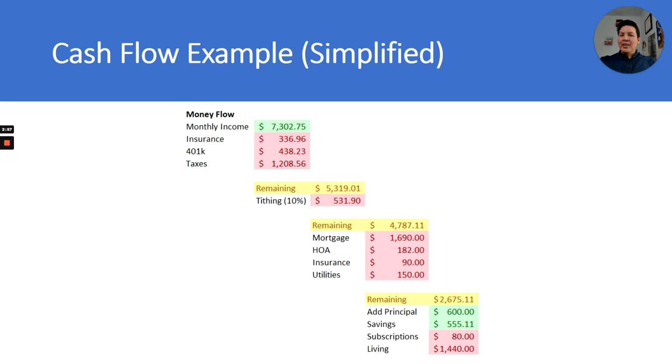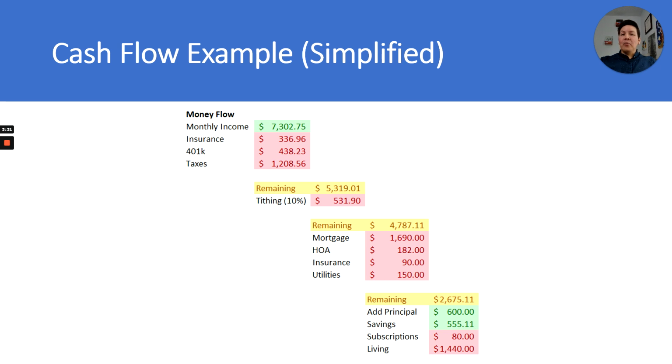So I subtract 10%, and on the next table down, you see the remaining $4,787, along with the monthly bills. These two I consider fixed expenses. So the mortgage, HOA, insurance, utilities. Now the utilities aren't exactly $150 each month, but because I took the time to look at my past history, I know that the average cost of my utilities is just shy of $150, so I'm comfortable with that quantity.